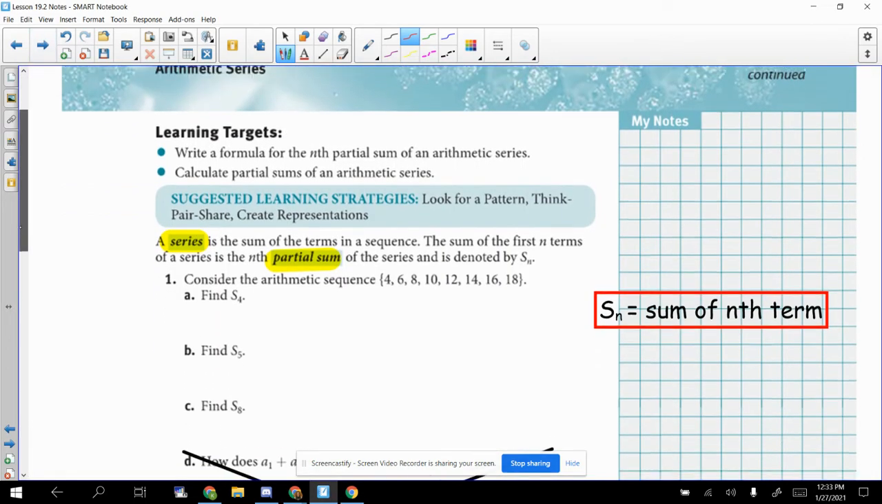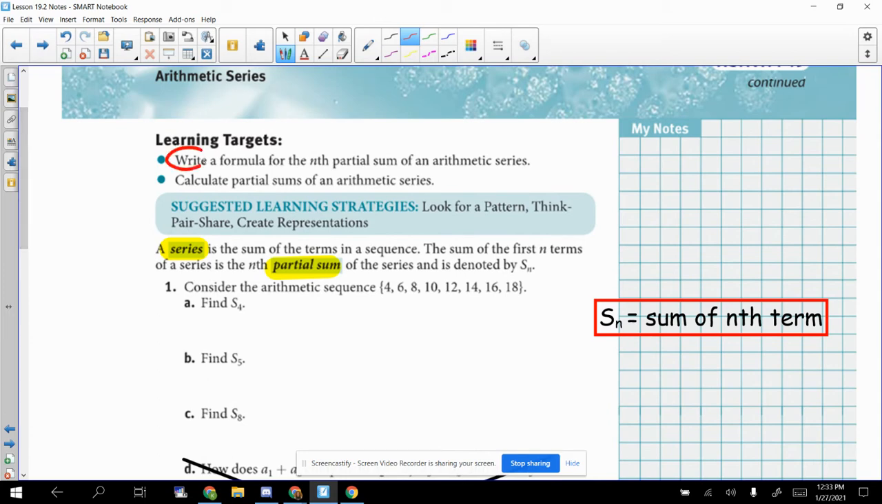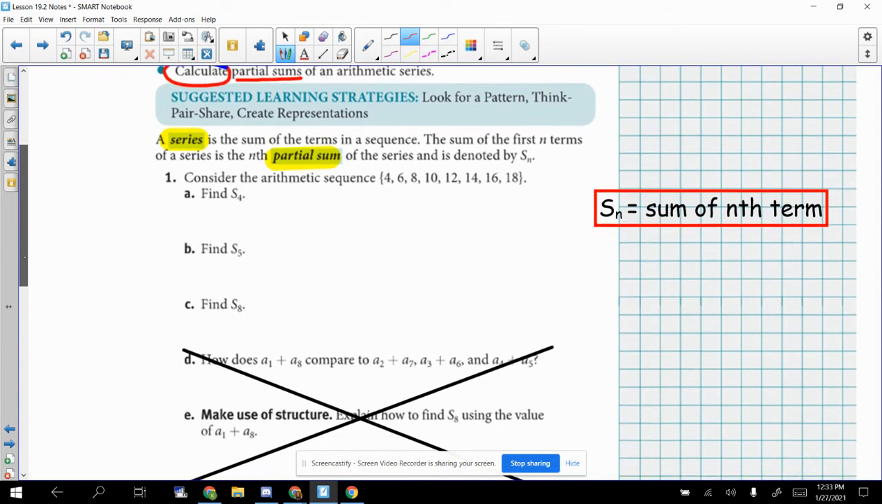Okay, so first up we are going to write a formula for the nth partial sum of an arithmetic series, and then we are going to calculate partial sums of an arithmetic series. Okay, so first of all, what the heck is a series?